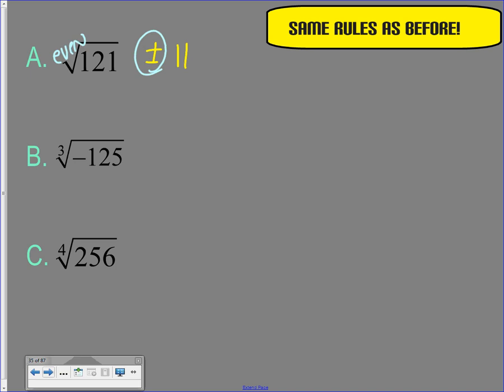Part B, the third root of negative 125. So what to the third power gives you negative 125? It's a negative 5. The fourth root of 256. So what to the fourth power is 256? That's 4. Again, that's even, so I have a plus or minus 4. Biggest thing, remembering plus or minus, all evens.